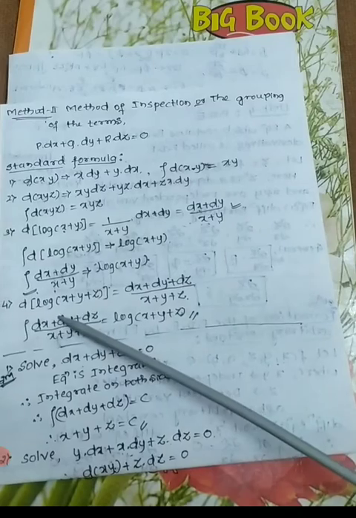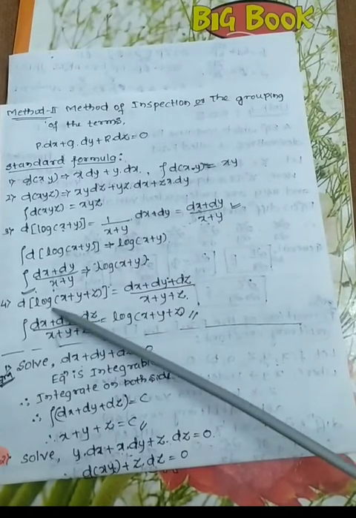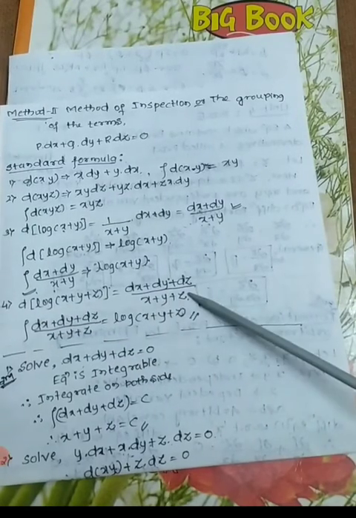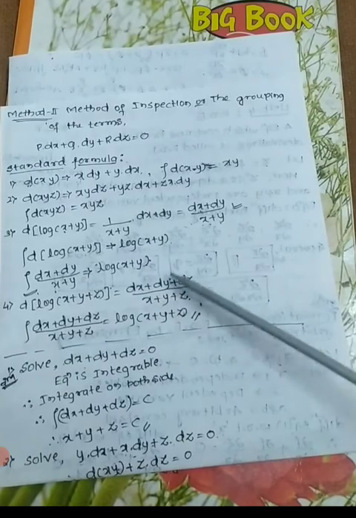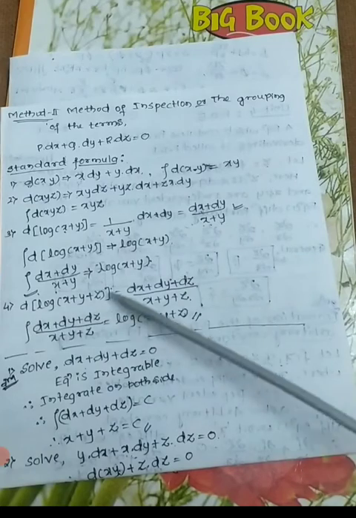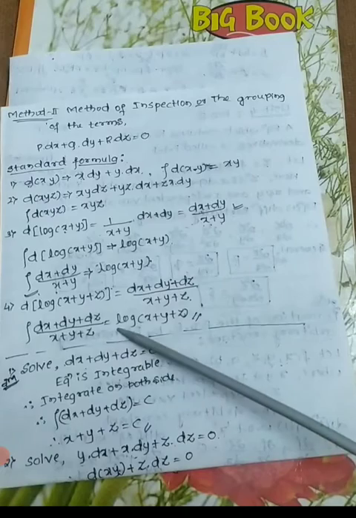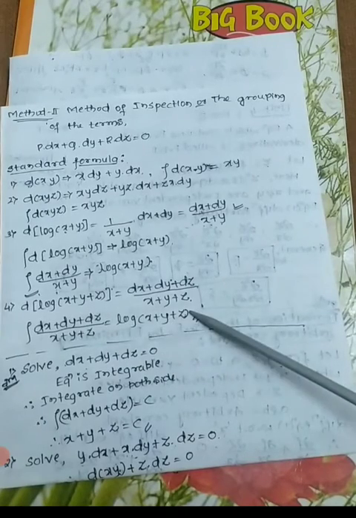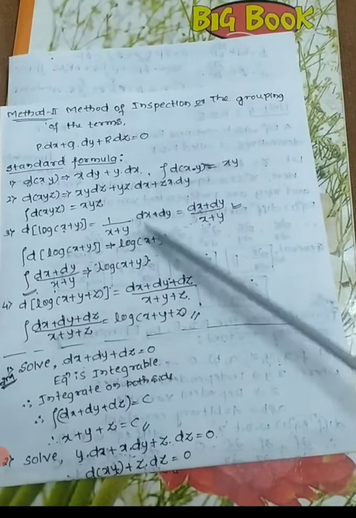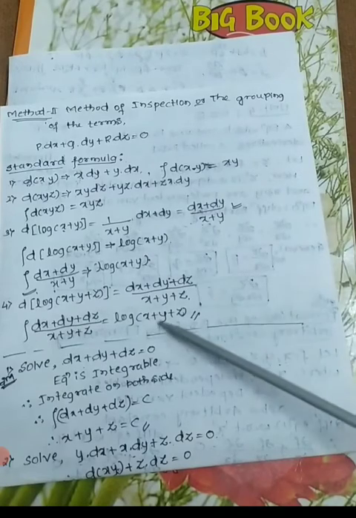Then the fourth one. The previous one is for 2 variables. Suppose it is in the form of 3 variables, that is, the derivative of log of (x plus y plus z) is what? 1 divided by (x plus y plus z), and x derivative is dx, y derivative is dy, z derivative is dz. It can be taken in reverse, that is, integration of (dx plus dy plus dz) divided by (x plus y plus z) is equal to what? We get log(x plus y plus z). So these are some standard formulas. These formulas are useful for solving the total differential equation. Let's see, it is very easy to integrate directly.